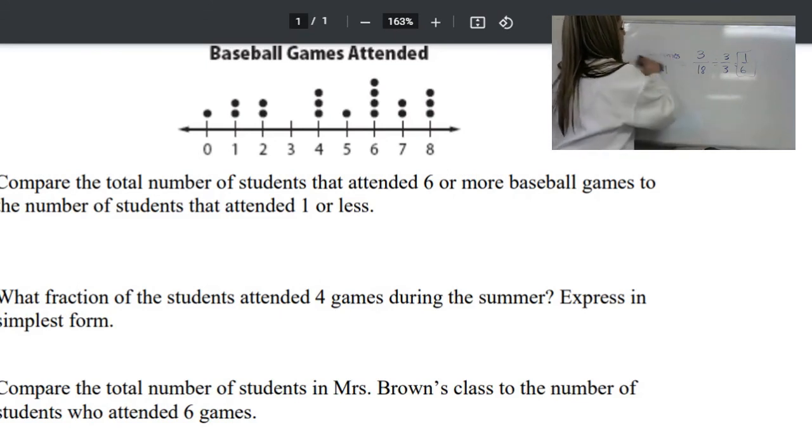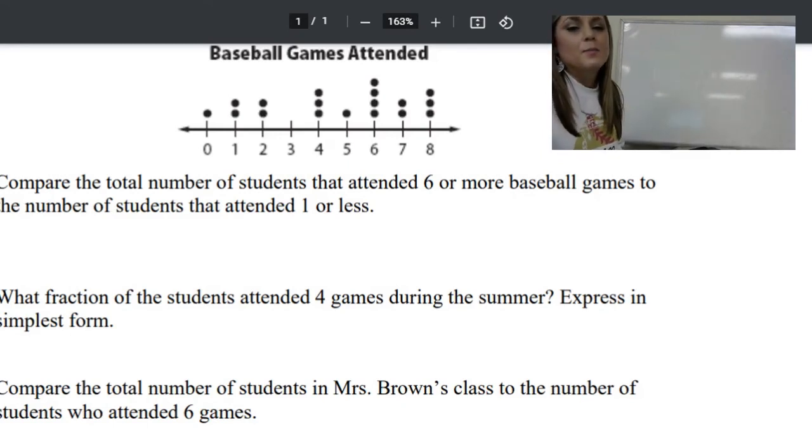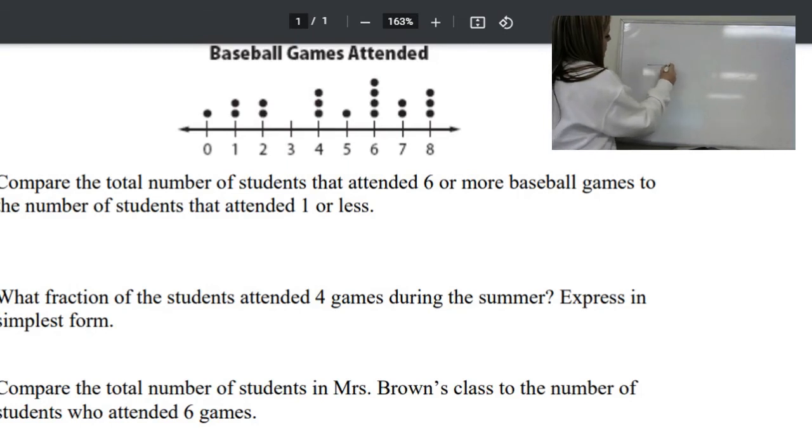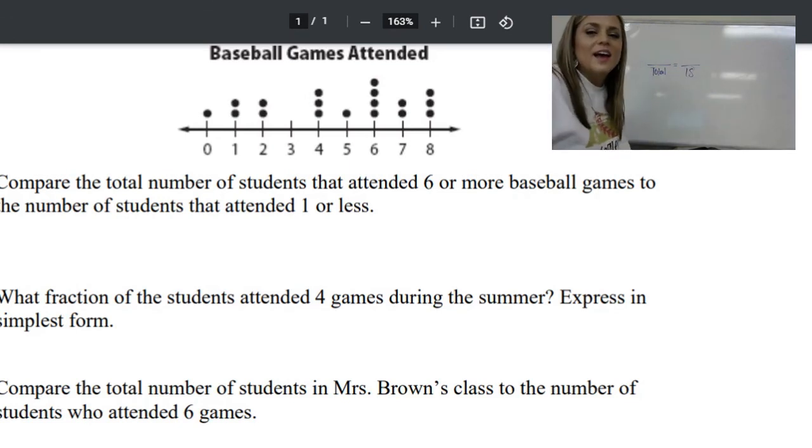I can help. All right, so let's see. All right, compare the total number of students in Mrs. Brown's class to the number of students who attended 6 games. All right, so we just said that there were, I forgot how many total. Total number of students. Oh, we said 18. Total students we know is 18. We just did it. Sorry. And the total to the number who attended 6 games.